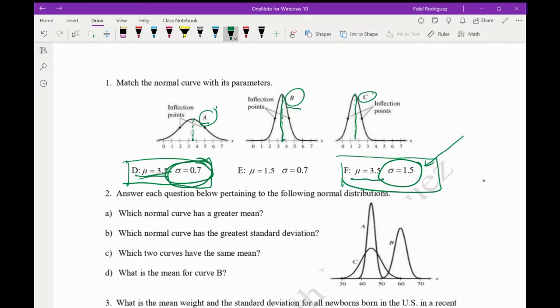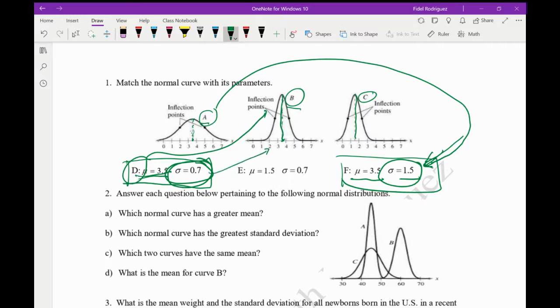So that's telling me that A is going to get matched over here because this has a bigger spread, and B is going to get matched with this one because it has a more narrow spread. I'm not necessarily concerned about the height. I'm concerned about more like the width, okay?